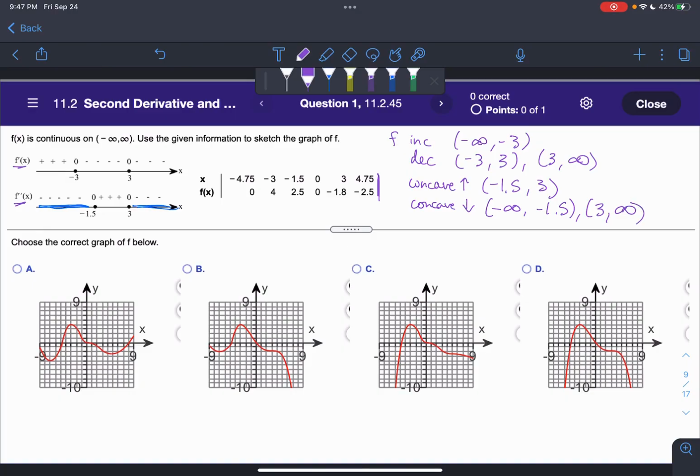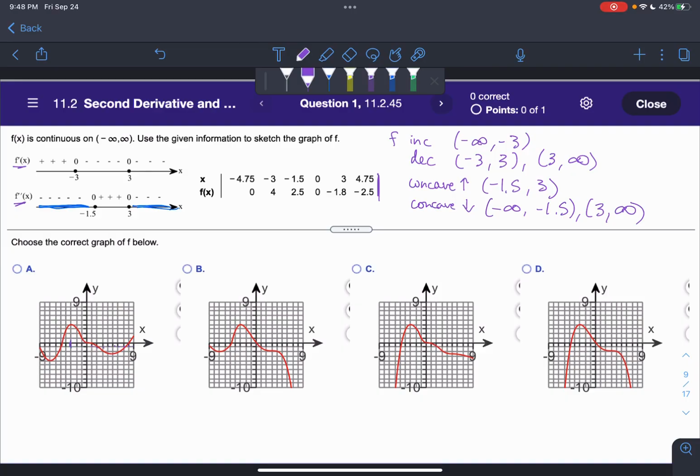Let's glue all these pieces of information together and try to figure out which graph f is. So f is increasing up until negative 3. And again, I want to say 1, 2, 3, 4, 5, 6, 7, 8, 9. So each tick mark is 1. Thank goodness. Okay, so let's look at negative 3. Negative 3 is right here.